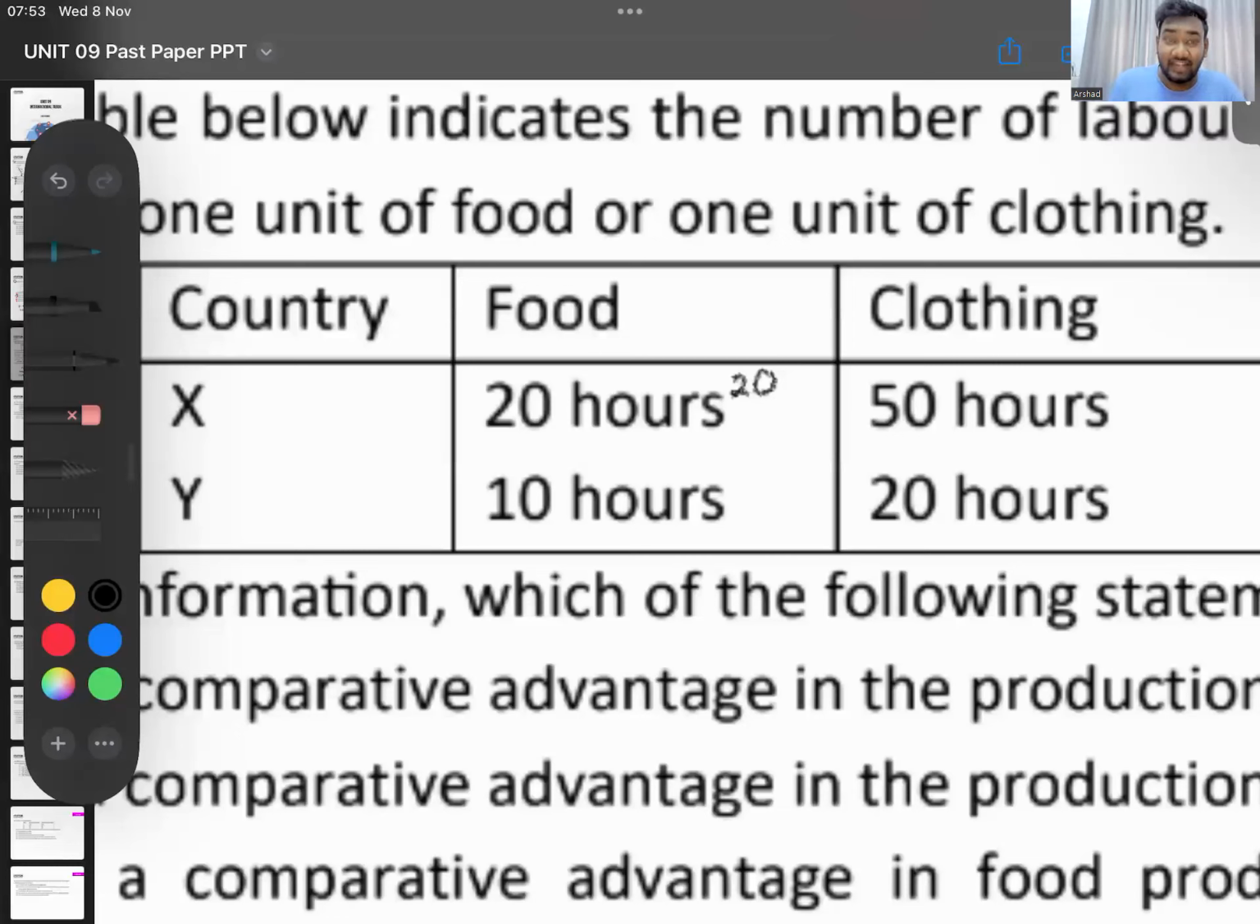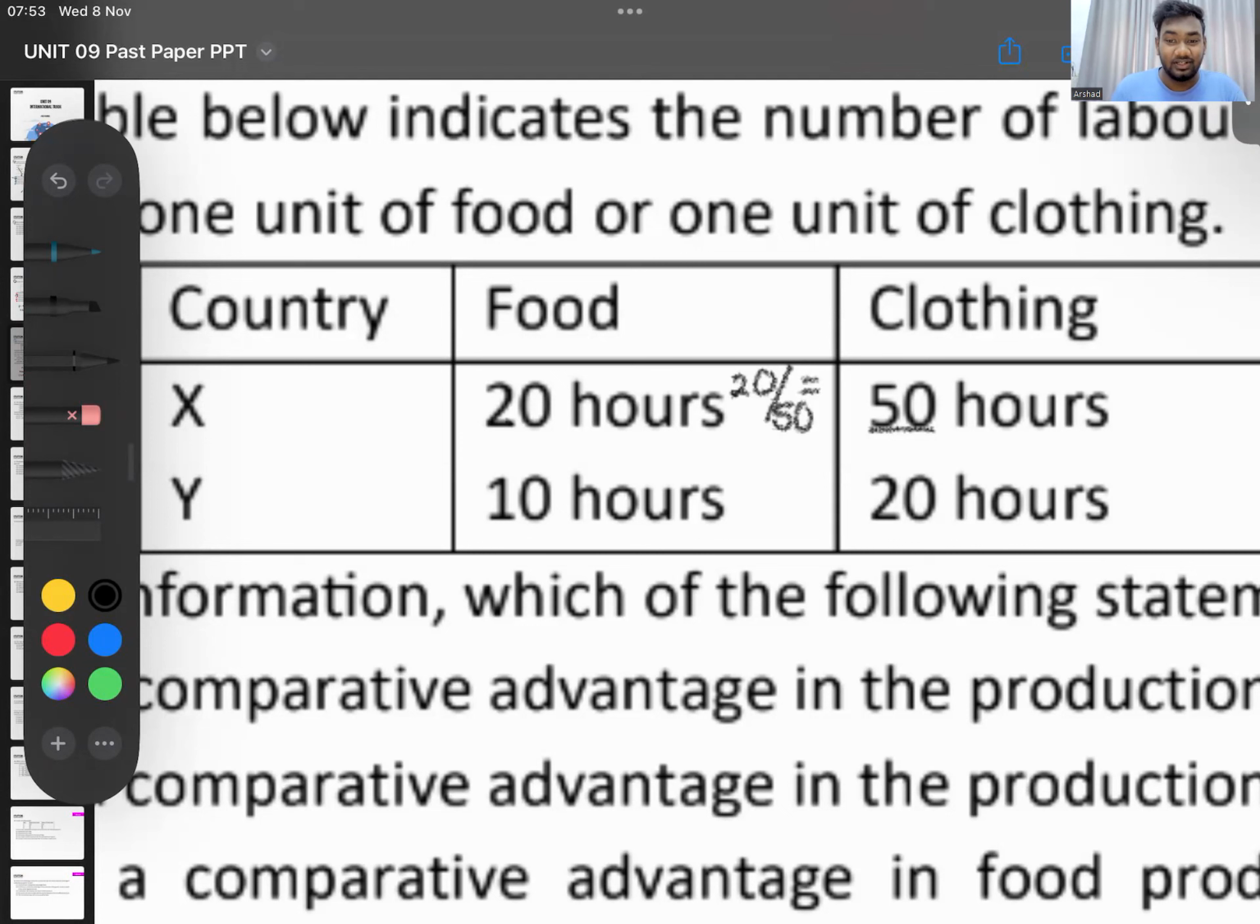How much labor do they need for producing clothes? For food they need 20, for clothes they need 50. So simply take 20 divided by 50, you will get a number. That is their opportunity cost. Can you tell me what the number is?